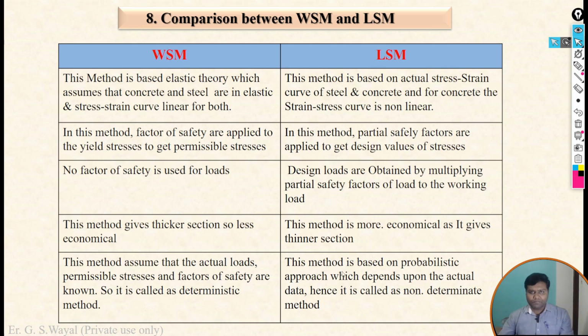But the limit state method is based on a probabilistic approach, which depends on the actual data. Hence it is called a non-deterministic method. Here we are focusing on probability values, which basically depend on the actual data. So these are the general comparisons between the working stress method and the limit state method.